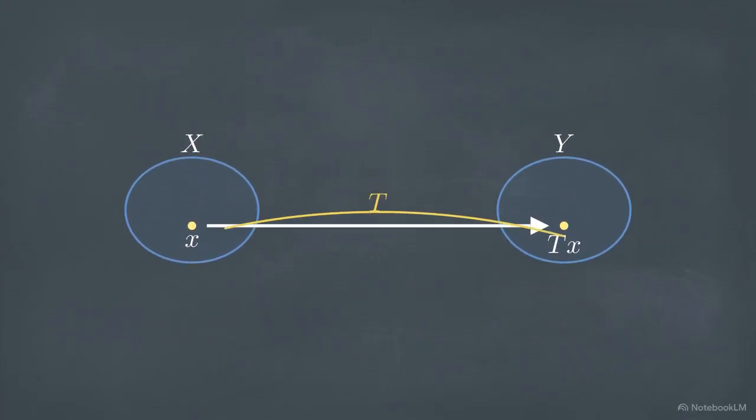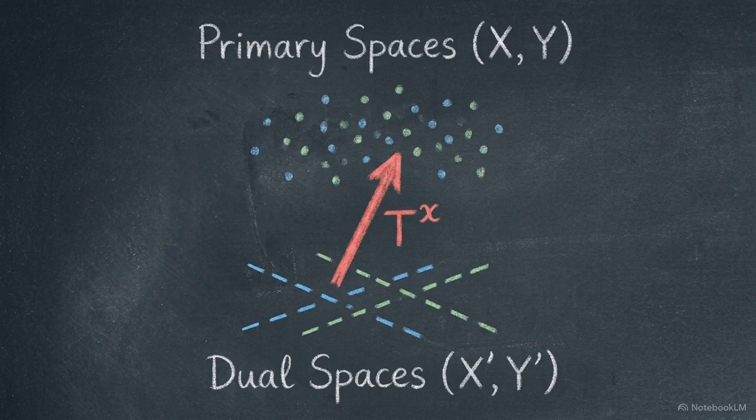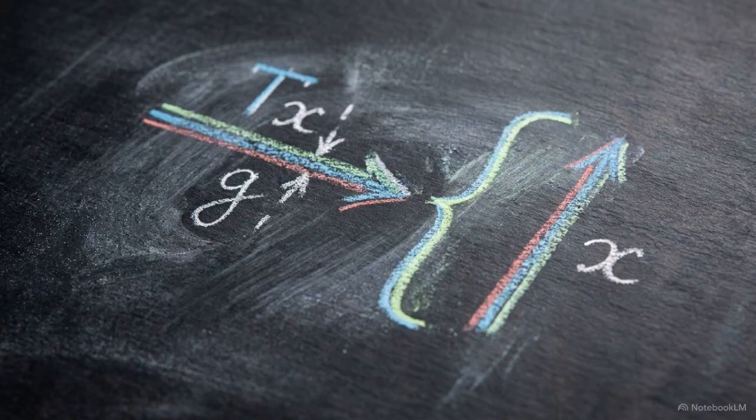It is important to distinguish this from an inverse operator. An inverse, T inverse, would map vectors from Y back to X. The adjoint T cross operates on a different level. Its domain is the dual of the target space, mapping exclusively between spaces of functionals. Consequently, the choice of how we measure the output determines how the input is perceived through the transformation.